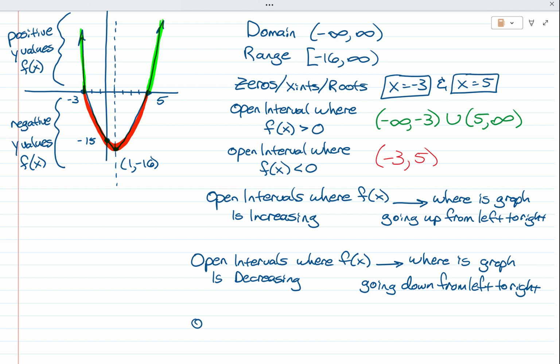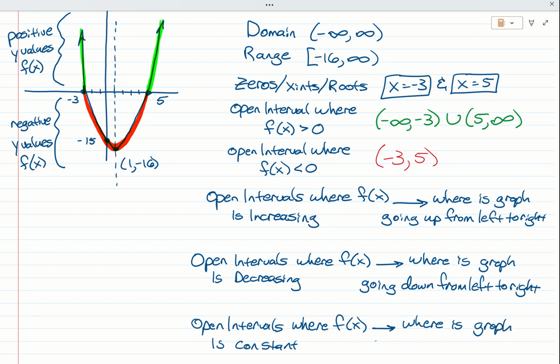And also the open intervals where the graph is constant. This just means, where is the graph flat from left to right?